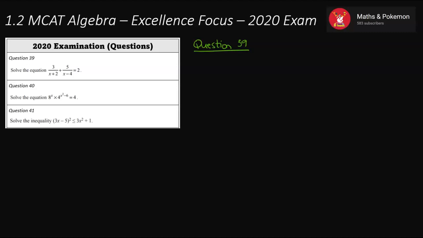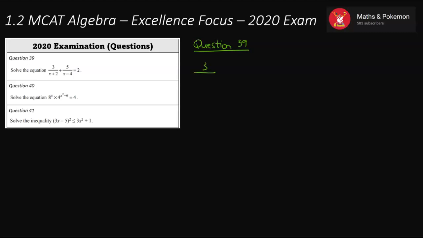And just looking at the question, I've got two fractions, some addition, and I know I'm going to have to use the bottom times bottom and then do the cross multiplying as well. So bottom times bottom is going to leave me with a quadratic. So I think this is going to be a messy quadratic question. So let's see if that eventuates.